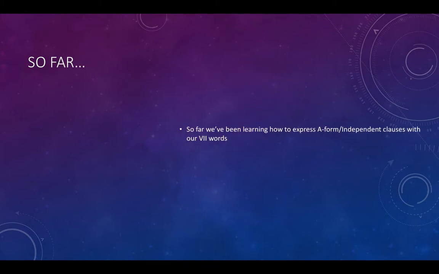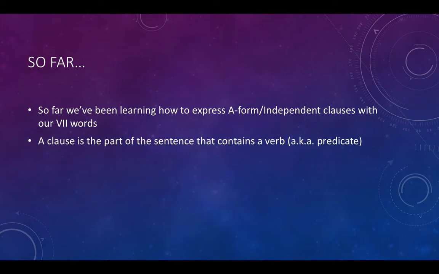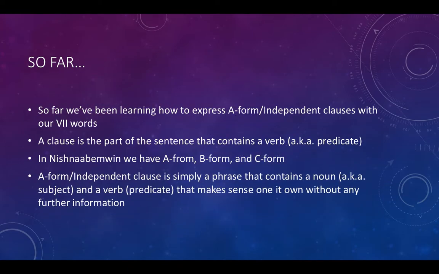So far, we've been learning to express A-form or independent clauses with our VII words. A clause is the part of the sentence that contains a verb, also known as a predicate. In Nishnaabemwin, we have A-form, B-form, and C-form. A-form, or independent clause, is simply a phrase that contains a noun, also known as the subject, and a verb, predicate, that makes sense on its own without any further information.